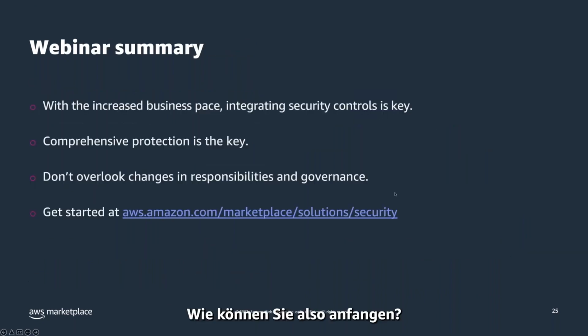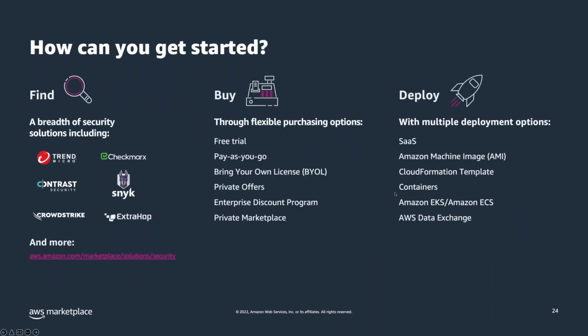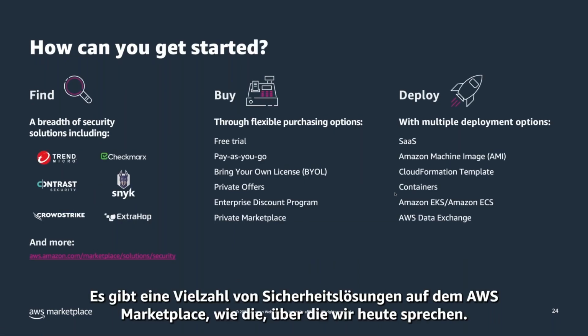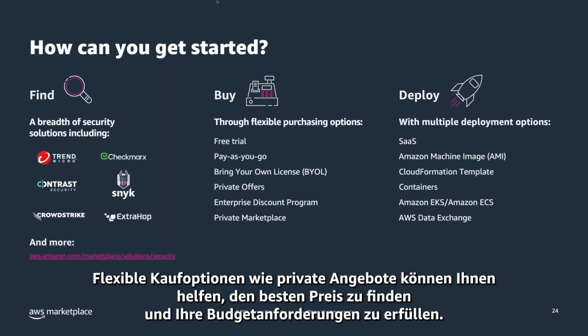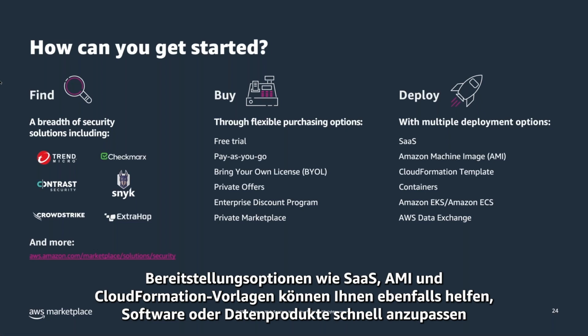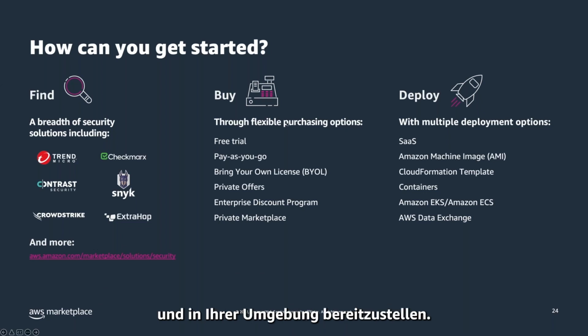So how can you get started? Let me go back here. There is a wide variety of security solutions available in AWS Marketplace, like the ones we talked about today, and many of them have free trials. Flexible purchasing options like private offers can help you find the best price and meet your budgetary needs. Deployment options like SaaS, AMI, and CloudFormation templates can also help you rapidly customize and provision software or data products into your environment.